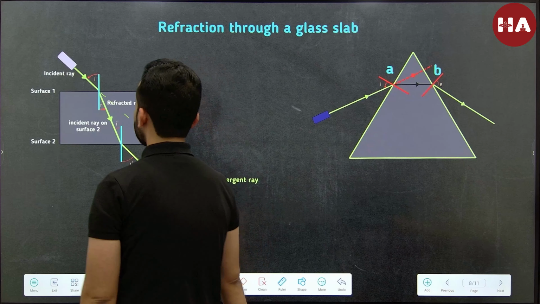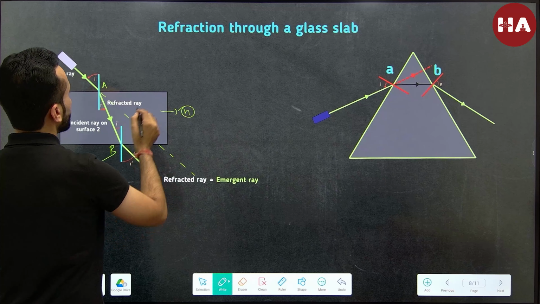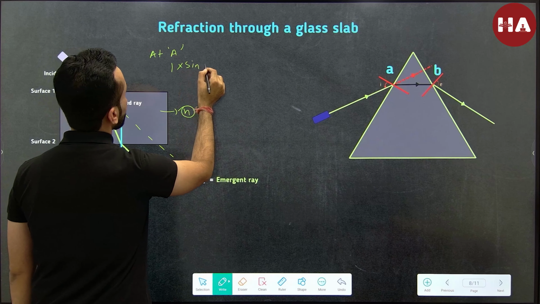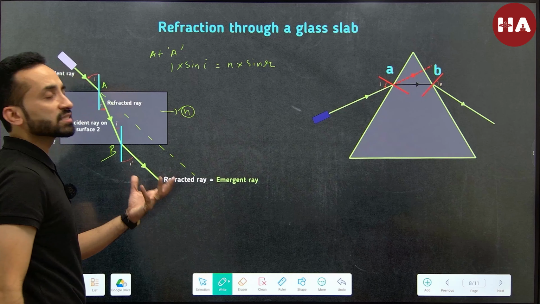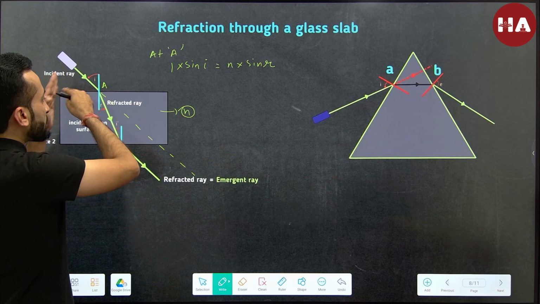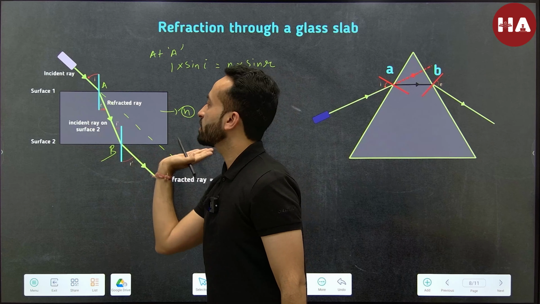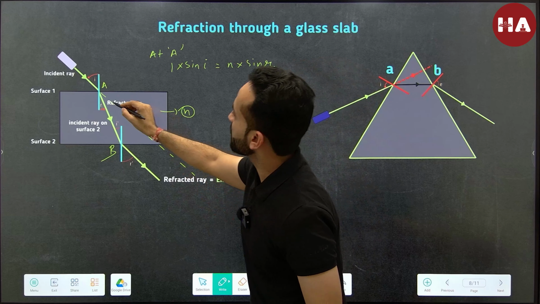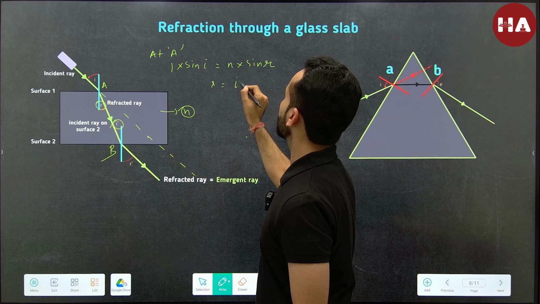So let's go back here. Let's call it A and let's call it B. So at A, what you're going to write is 1 into sine I is equals to n into sine R, isn't it, students? Where n is the refractive index. Now this is a glass slab. When we say a glass slab, it is like parallel faces. So these normals are also parallel. So whatever is R here is equal to the I dash here. Can you visualize that, students?